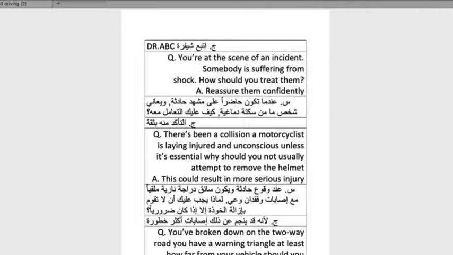There has been a collision. A motorcyclist is lying injured and unconscious. Unless it's essential, why should you not usually attempt to remove the helmet?